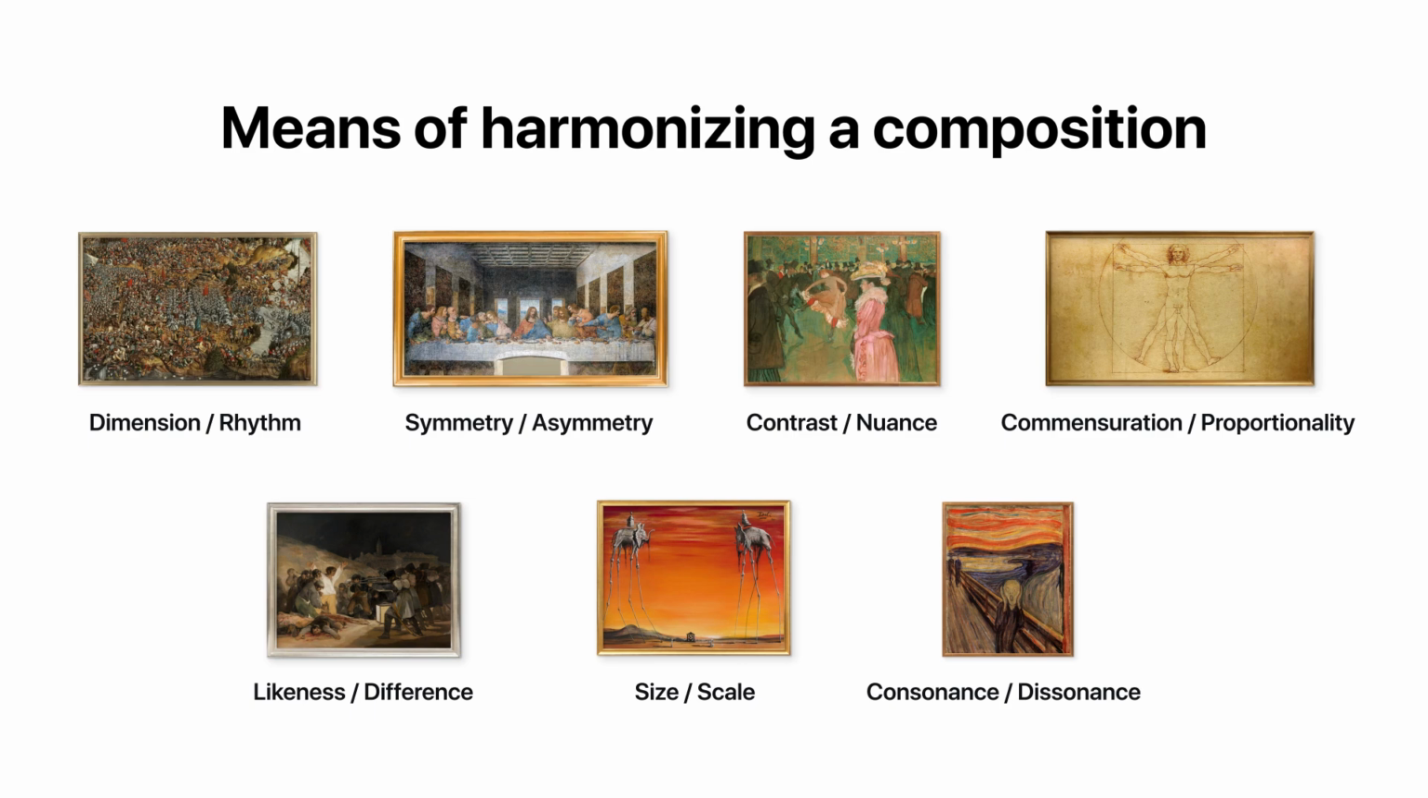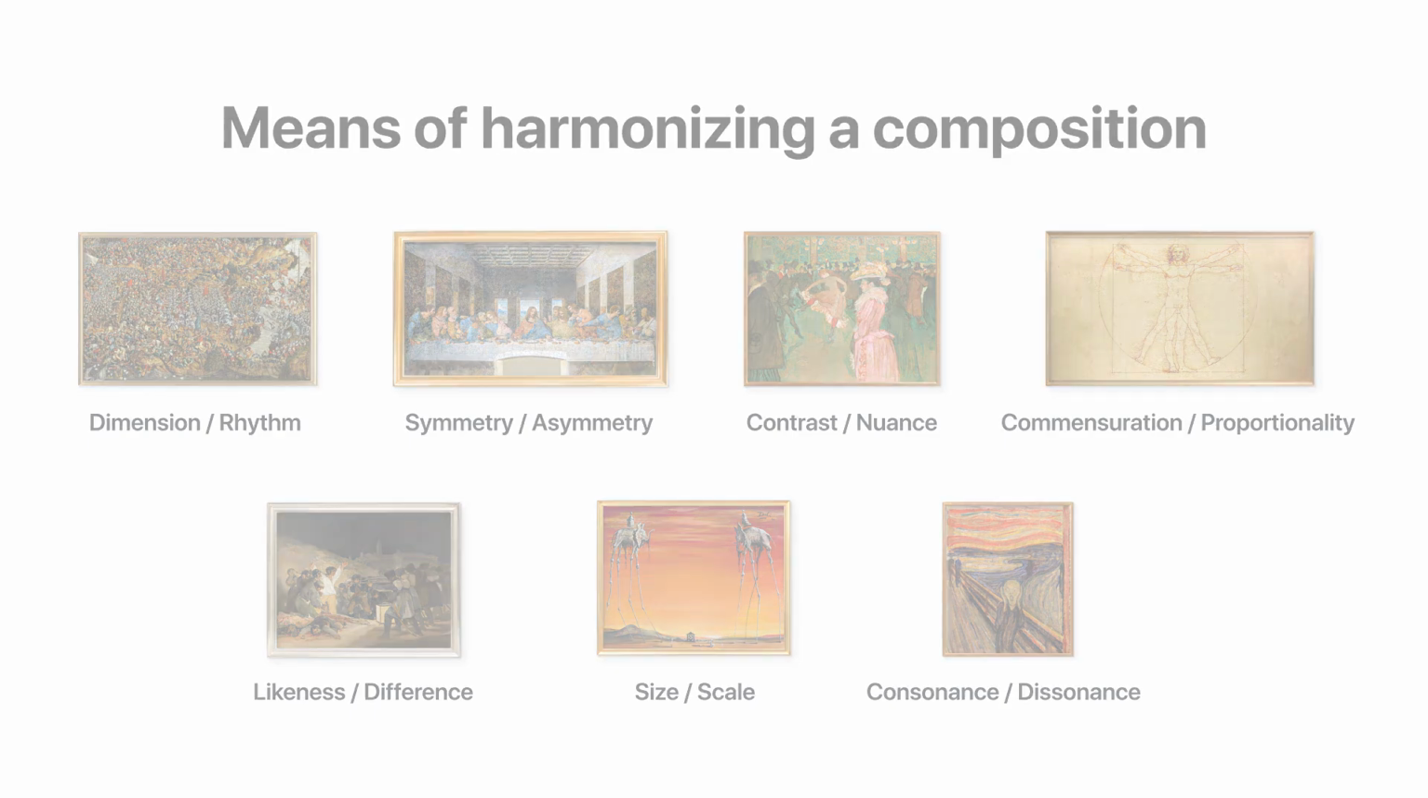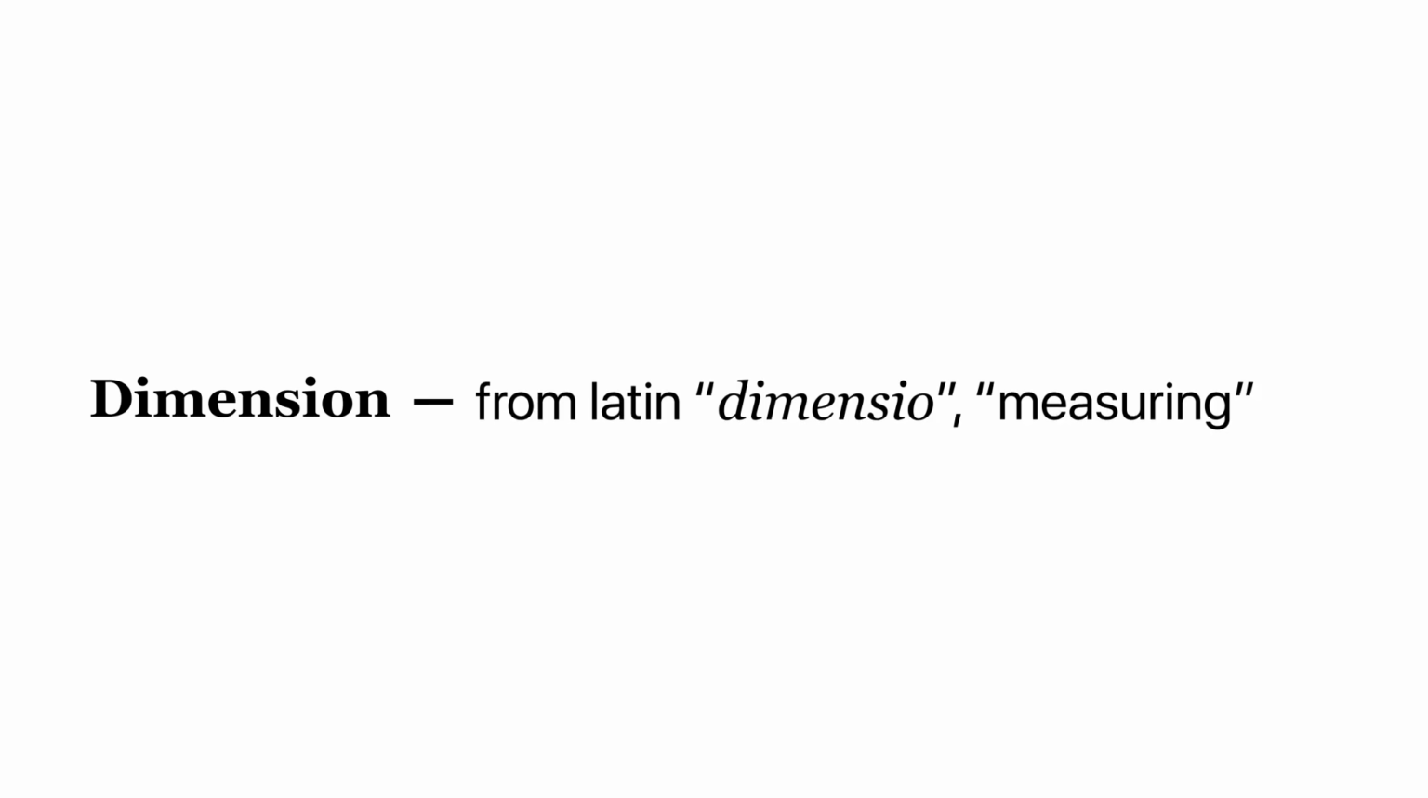Now, let's take a closer look at each pair, starting with dimension and rhythm. The word dimension has its origin in the Latin dimensio, which means a measuring. In order to quantify the size of objects and distances in our surroundings, we rely on various measuring systems, such as the metric system. With the metric system, we can quantify distances and express them in meters.